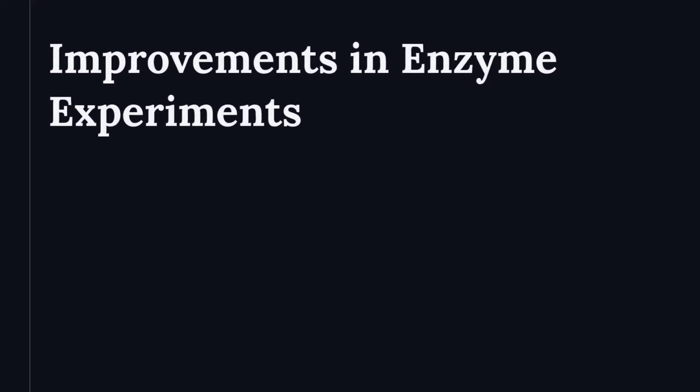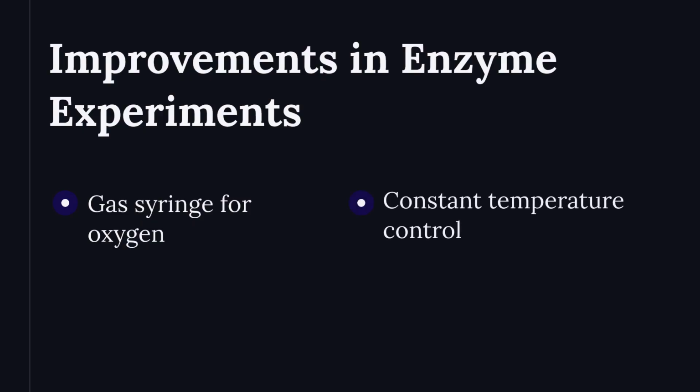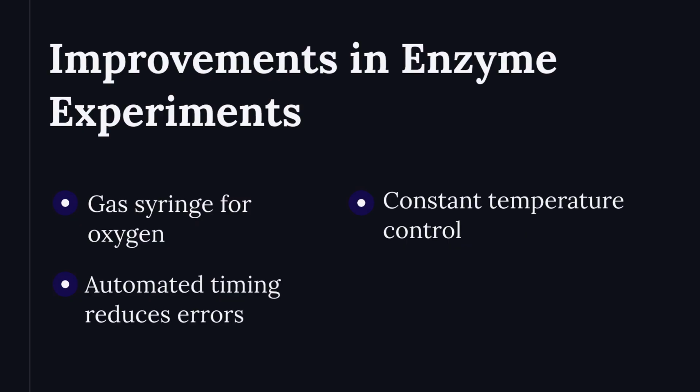Improvements enhance enzyme experiment accuracy. Using a gas syringe allows precise oxygen measurement. Maintaining constant temperature improves consistency. Automated timing reduces human error. These modifications lead to more reliable data and conclusions.